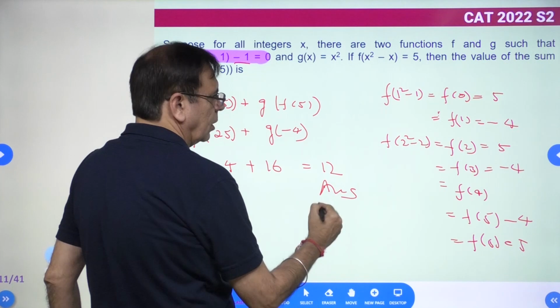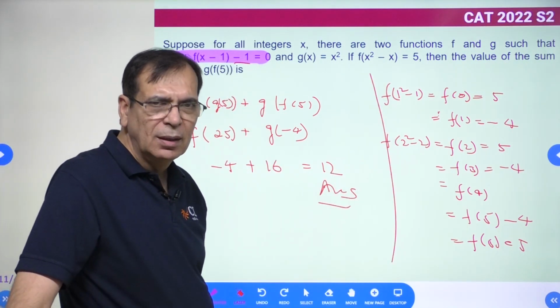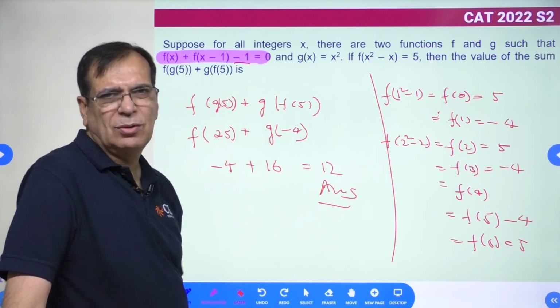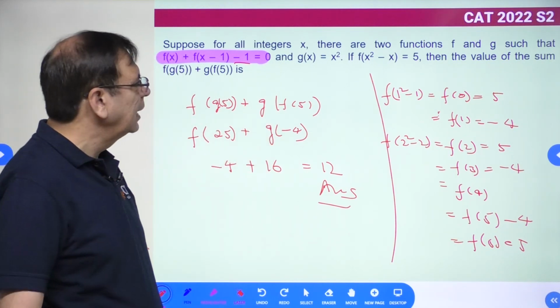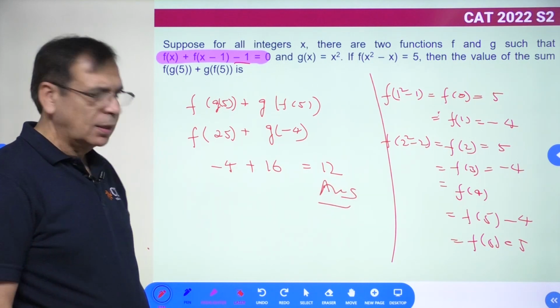This is my answer. So the first thing is, in all such questions you need to identify the pattern before you do anything else, and then it's a question of just plugging in the values. But the process of identifying the pattern is what you need to be comfortable with.